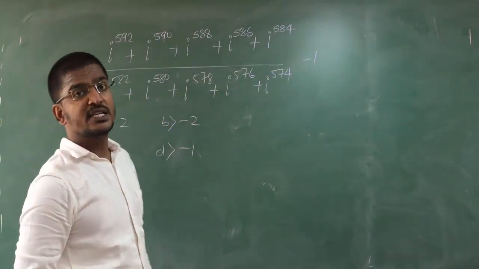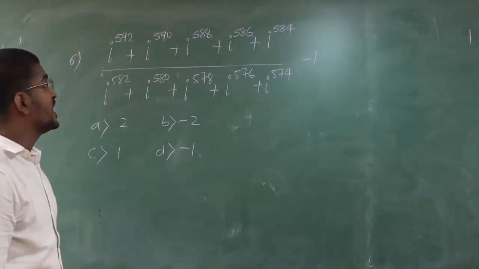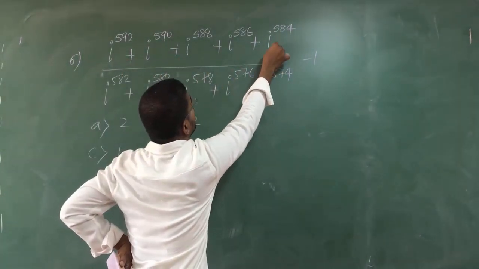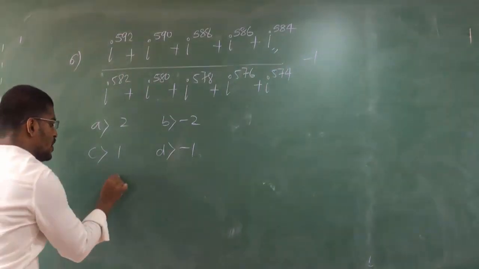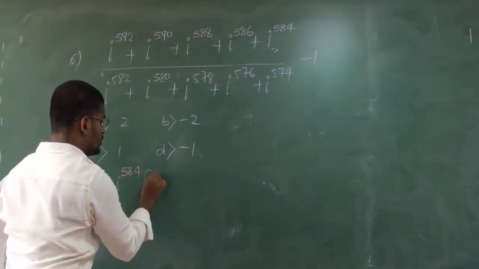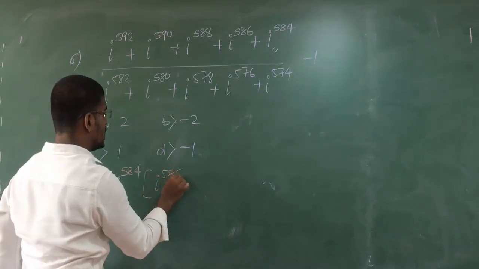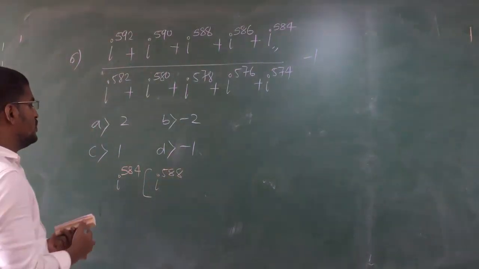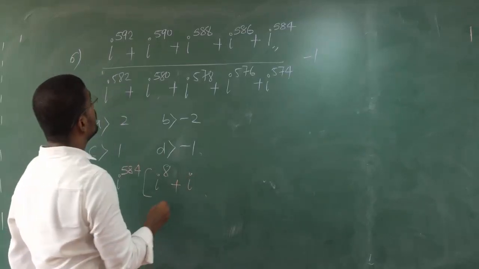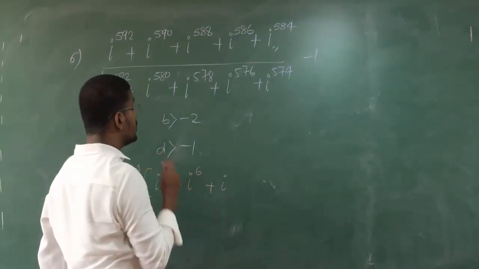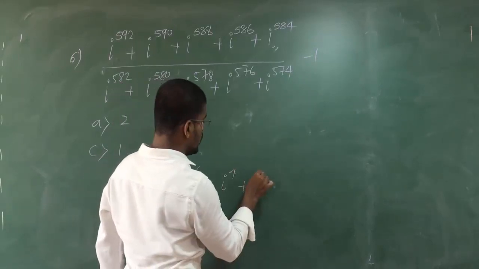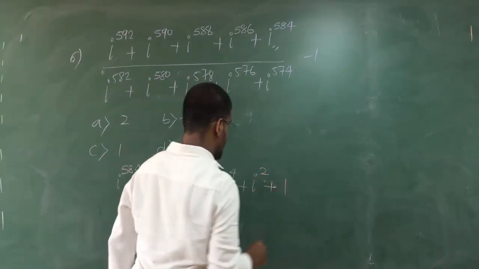Okay students, now let us go for problem number 6, that is given in this form. From this, you can take i to the power of 584 common. So i to the power of 584 is common. Then what are the remaining things here? i to the power of 584 means i to the power of 8. Next, i to the power of 6, i to the power of 4 plus i to the power of 2 plus 1.